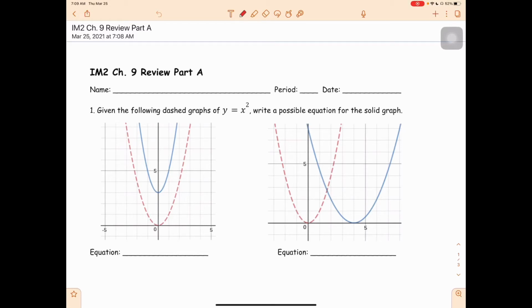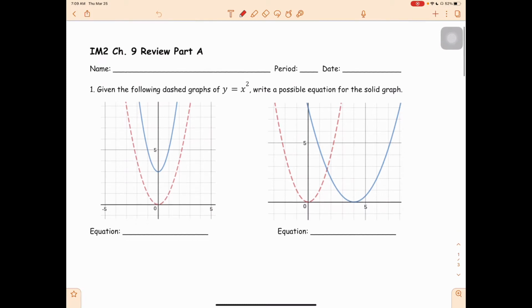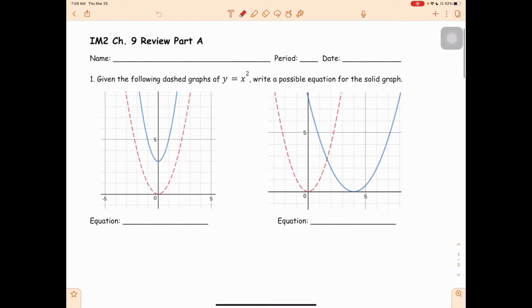Okay, so here's a quick review on what we've done so far in Chapter 9. So this says Part A because we still have not learned everything in Chapter 9, but let's review what we have learned so far. So here it says, given the following dashed graphs of y equals x squared, write a possible equation for the solid graph.